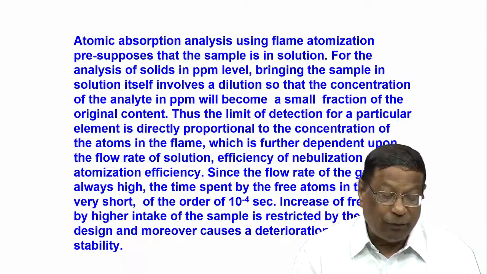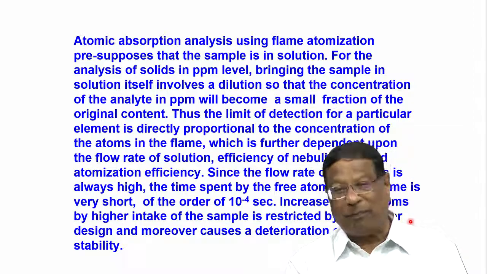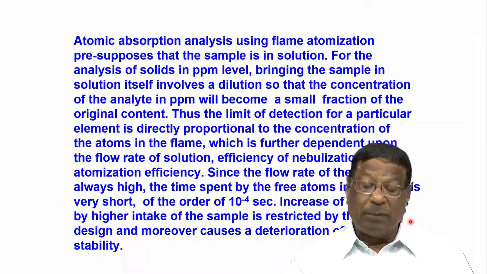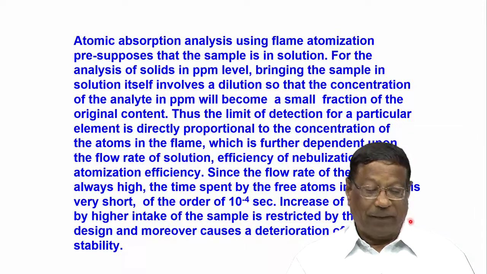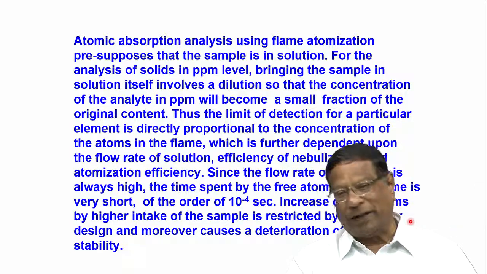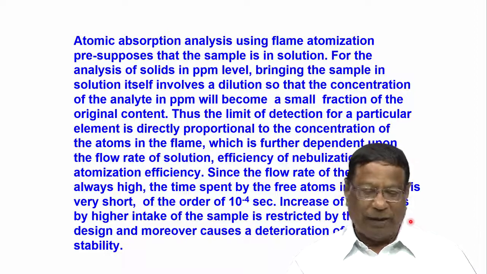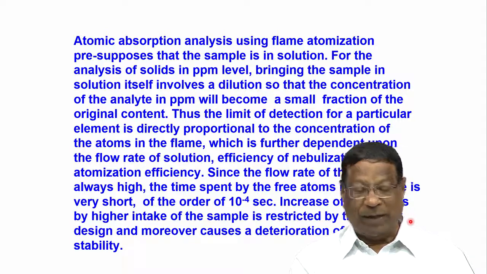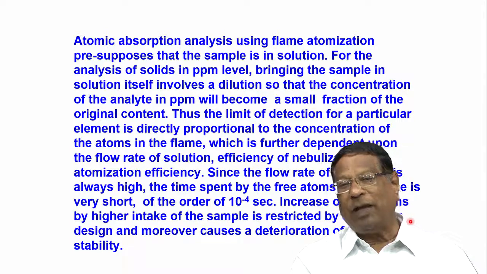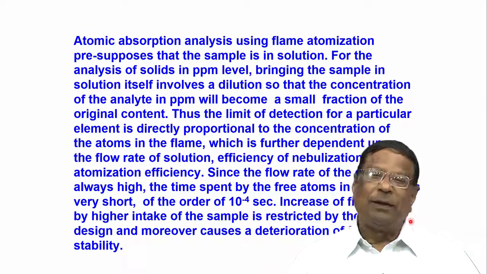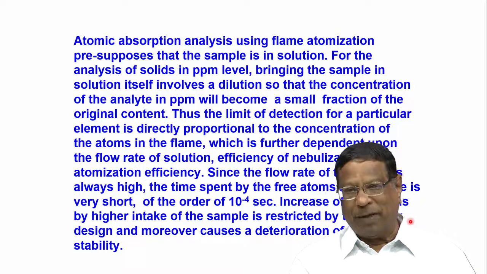So, increasing free atoms by higher intake of the sample is not possible. It is restricted by the burner design. Once you make a design, you are fixed for that flow rate. You cannot change the flow rate too much anyway. It causes a deterioration of flame stability. For example, instead of 3 ml per minute, if you increase the sample flow rate to 6 ml, let us say double, then what happens?